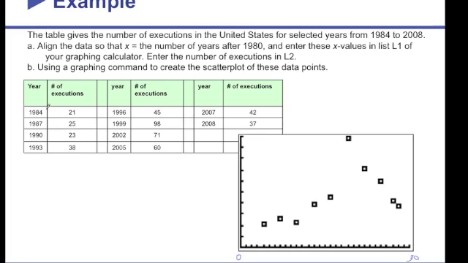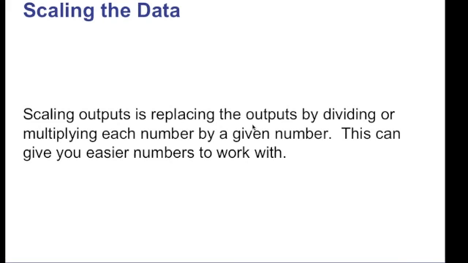Now for this data, we did align the x values by subtracting 1980 from each. Sometimes the y values are fairly small, but sometimes it is also necessary to scale the outputs. When we're aligning, we subtract, but here we're either going to divide or multiply each number by a given number. That's so it gives us easier numbers to work with.